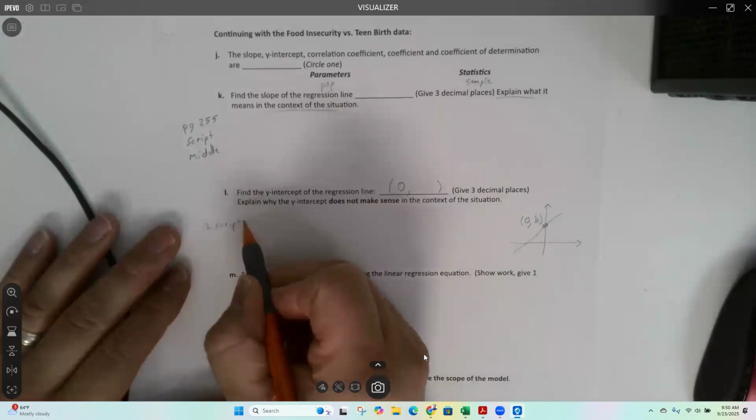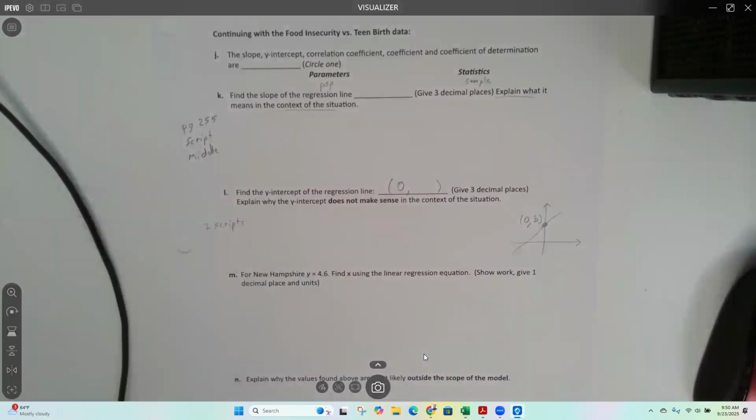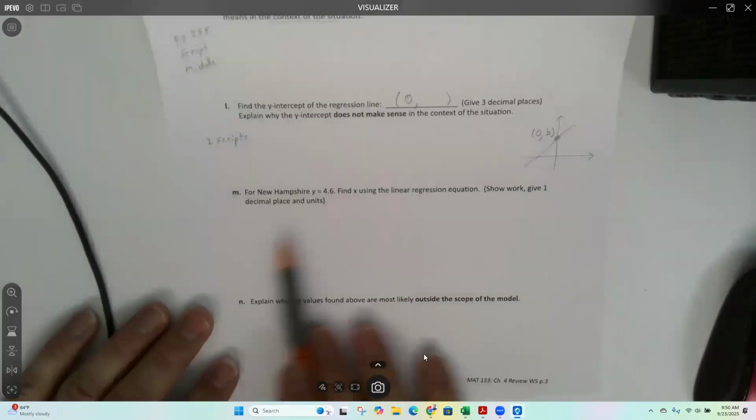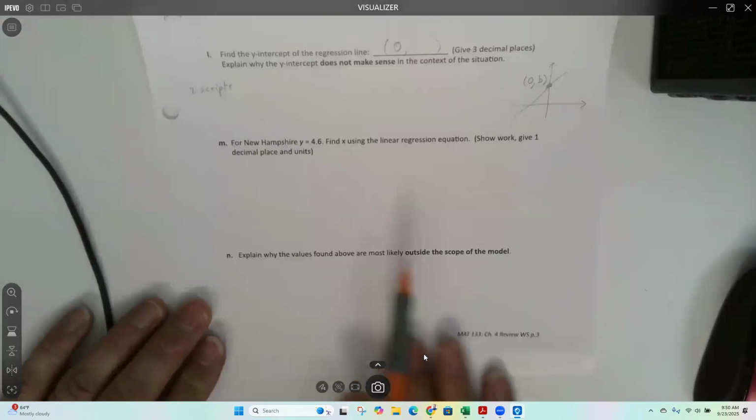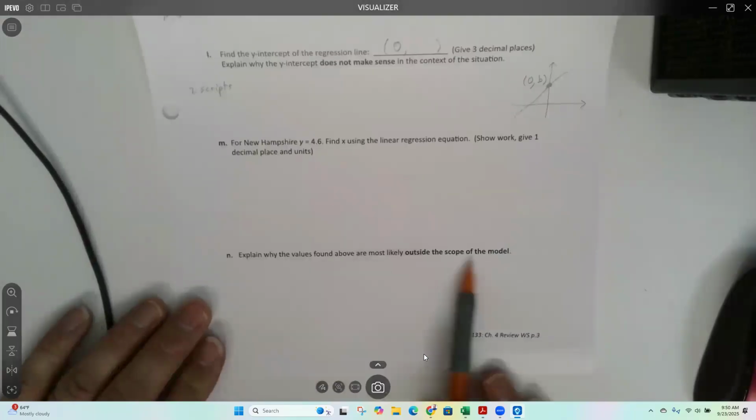You have to pick the right one based on the situation, okay? All right. Find x, that's fine. Explain why the values found above are most likely outside the scope of the model.